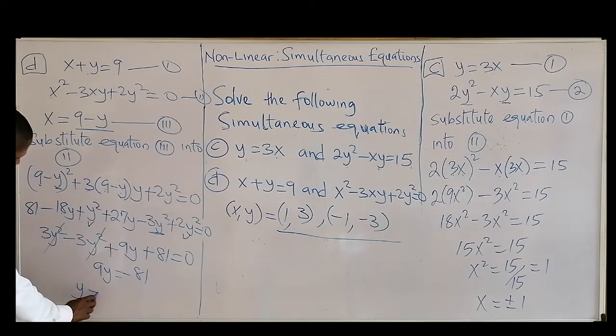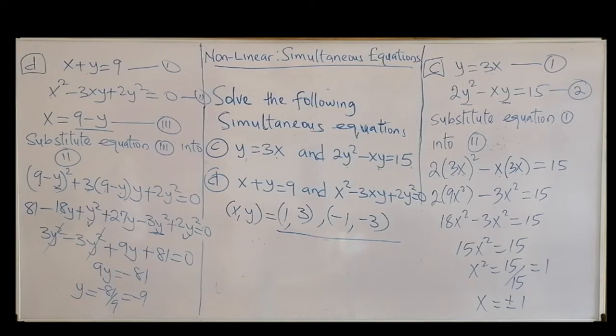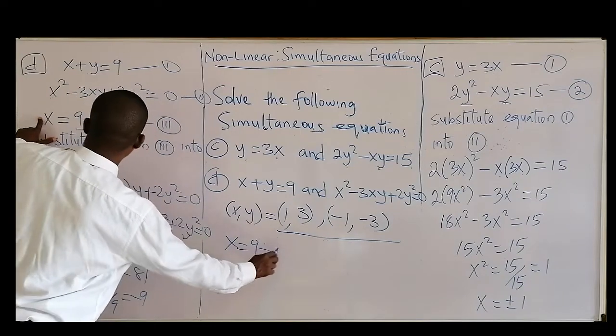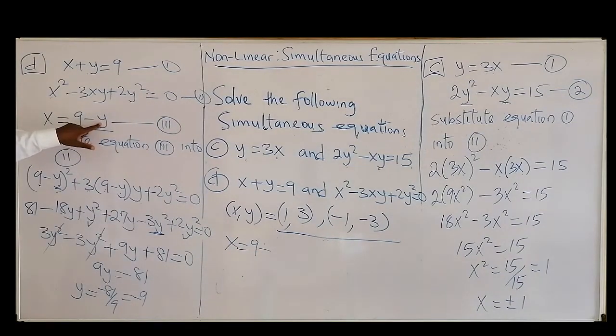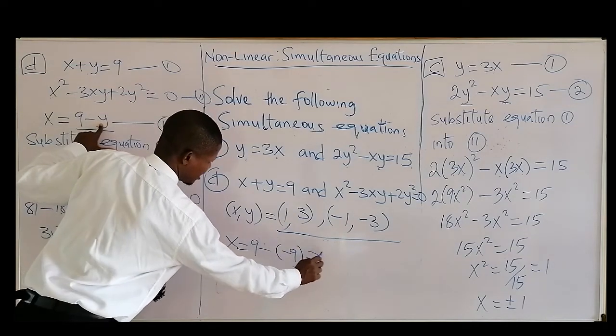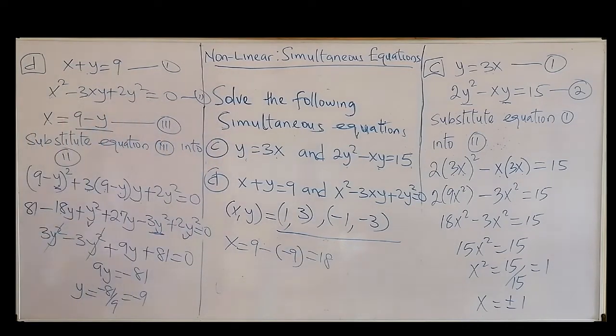So y is equal to what? Minus 81 over 9. And that's what? Minus 9 for y. So with this y equal to minus 9, we can come back here and get the x value. So x will be equal to 9 minus your y, which is minus 9. So that will be equal to what? 18. So that's the answer to that.